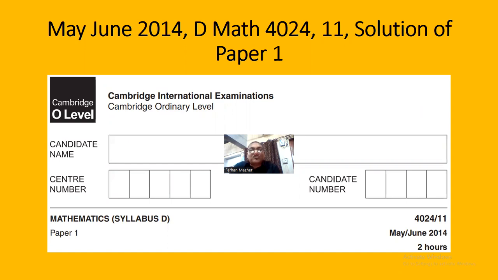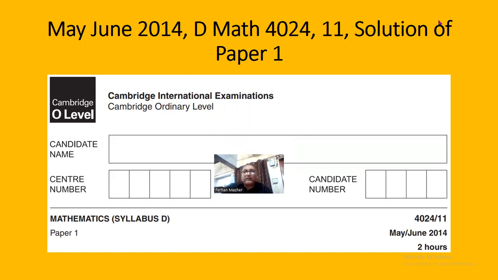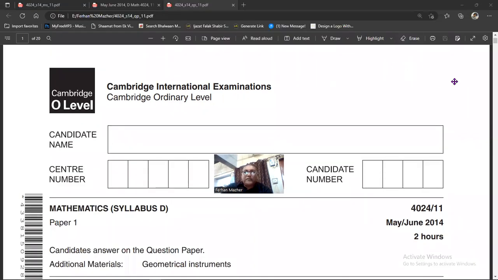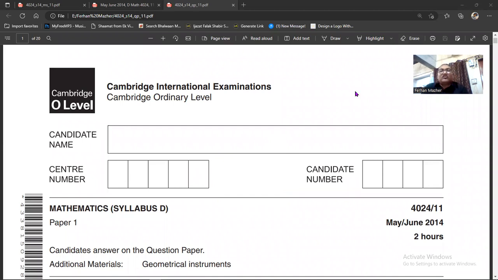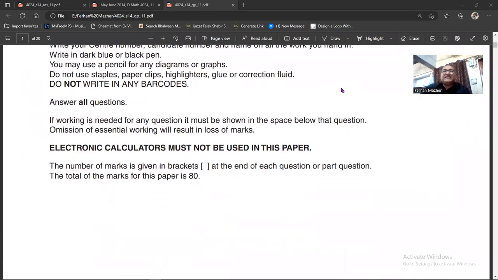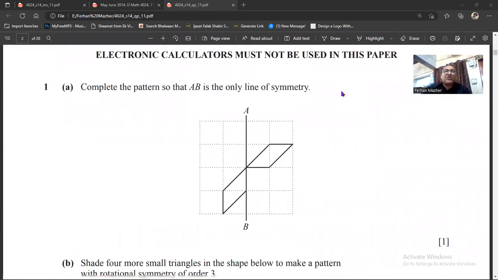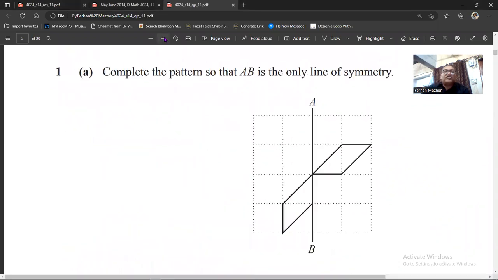Today we have set our hearts to solve a paper 1, and for this purpose we have selected the May-June 2014 1-1 paper. This paper 1 belongs to zone 1, or you can say variant 1. The time allowed for this paper is 2 hours, and the calculator is not allowed in this paper. So let's start this paper. Here we have the May-June 2014 1-1 paper, time allowed 2 hours. Mathematics syllabus D, this is Cambridge O Levels, question 1 coming up on your screen.